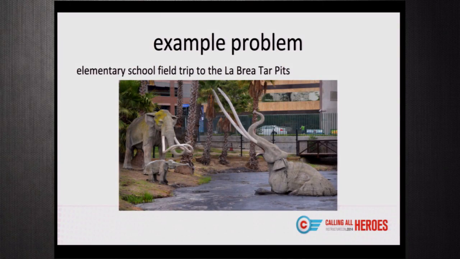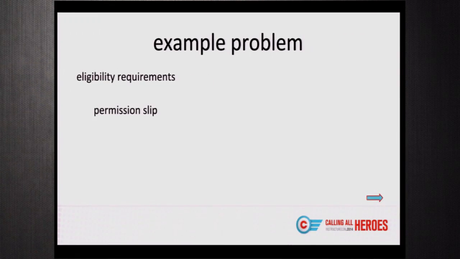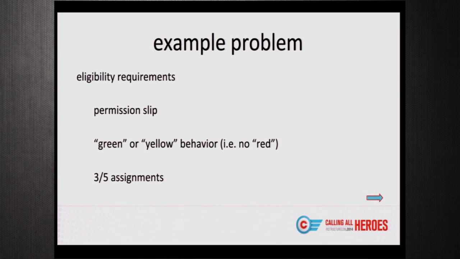So again, back to our example problem. In order to go on the field trip, the students have to meet some requirements. First, they have to have turned in their permission slip. They have to be on good behavior. I don't know if it's the same at your elementary school, but when I was there, we had these cards on the wall, and if you misbehaved, you took out your green card, then your yellow card, and then your red, and you get a note sent home or whatever the case is. So: permission slip, good behavior, and you have to have turned in 3 out of 5 assignments.